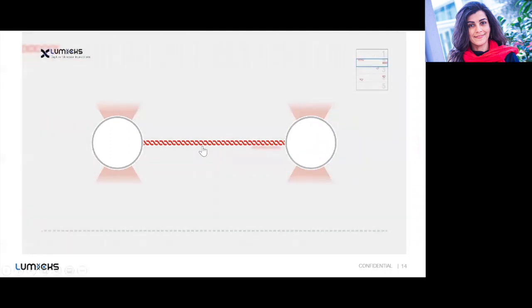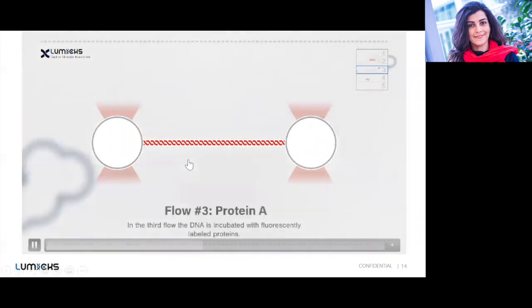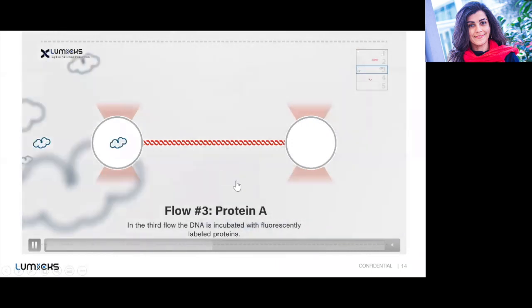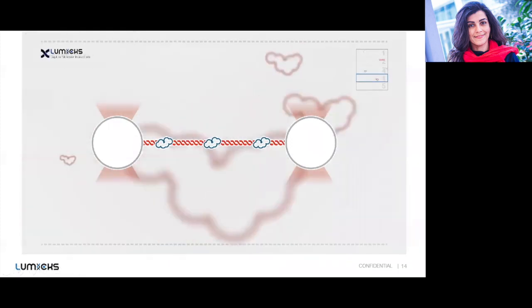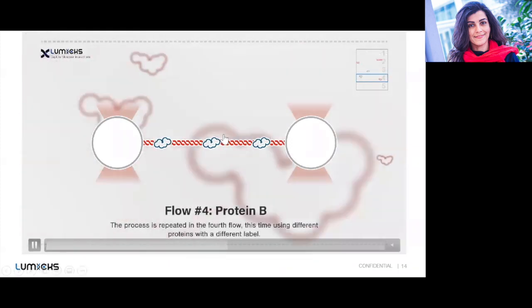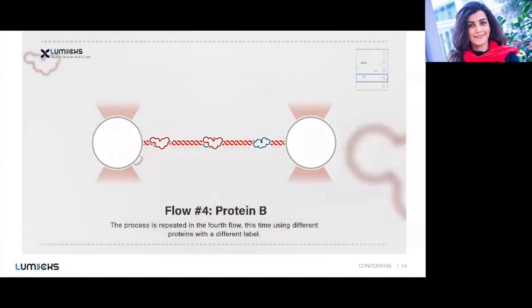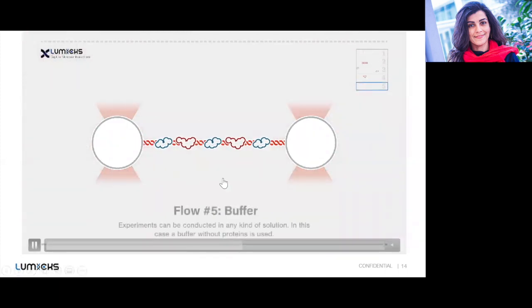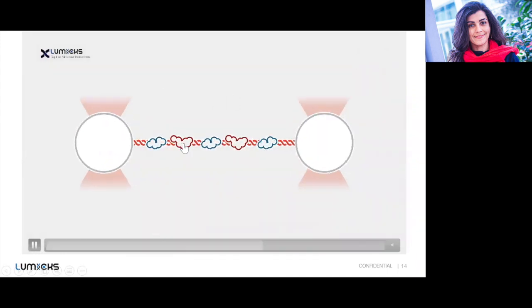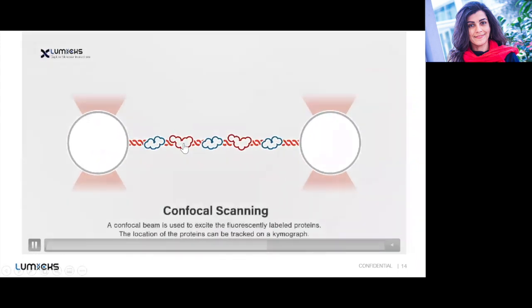And now that we have the DNA tethered between the two beads, we can move to the third channel where there is a protein A, for example, fluorescently labeled, and then we go to the fourth channel with a protein B, which is fluorescently labeled. And now we can move to the buffer channel. In this way, we make sure that there is no fluorescence from proteins that are flowing in, and it improves our signal to noise.